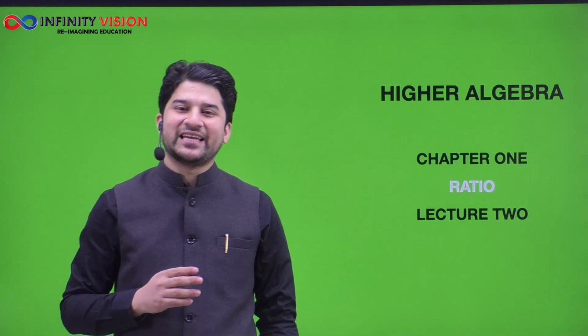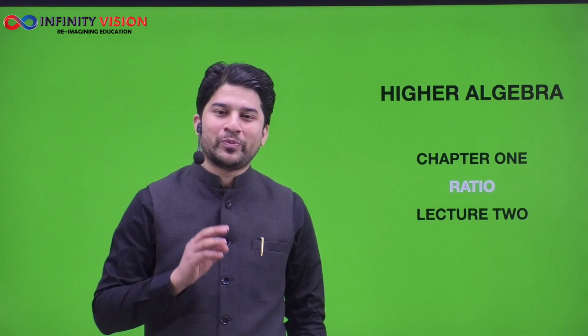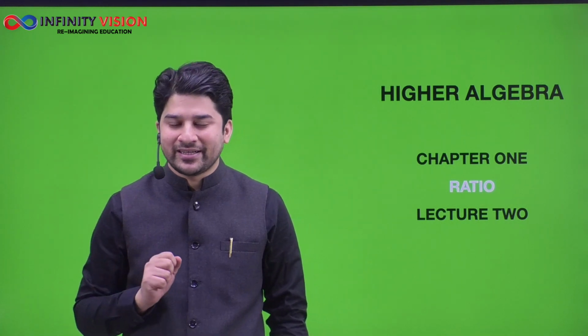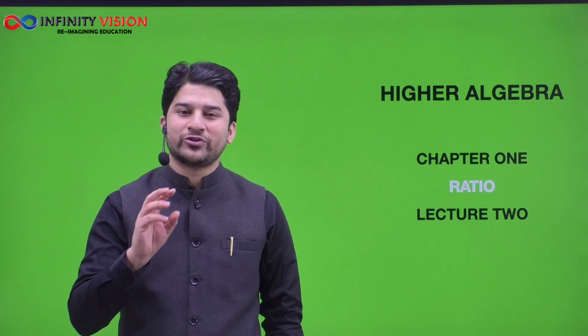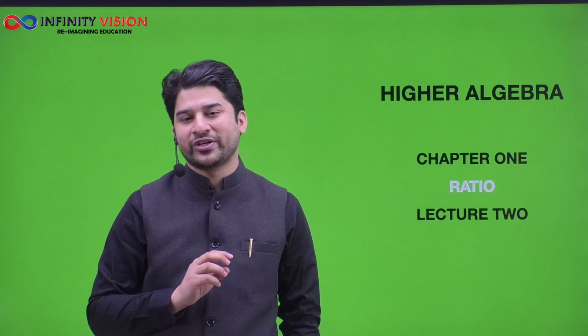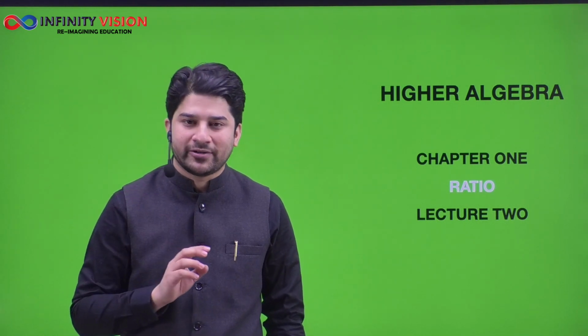This is the second lecture on ratio. In the previous lecture, we began ratio by discussing its elementary ideas. Once we were settled down with the elementary ideas, we understood and proved some of the theorems related to ratio, and then we did some problem solving to understand the whole story better.